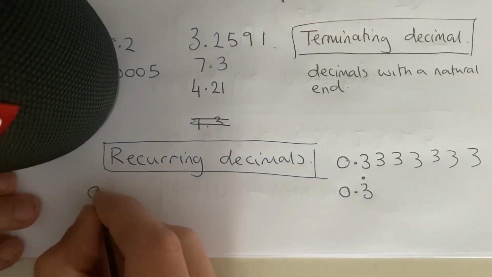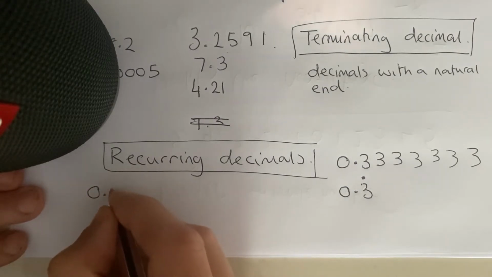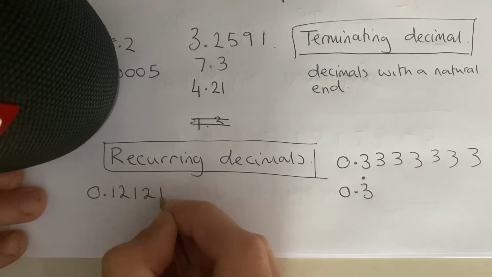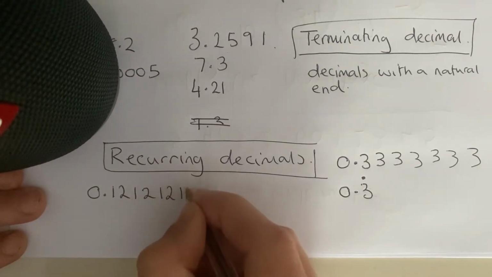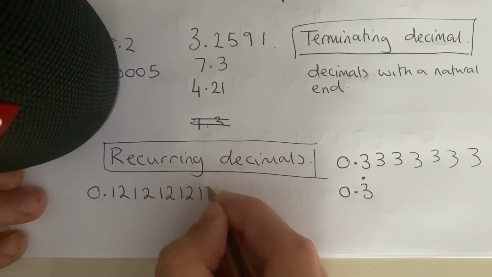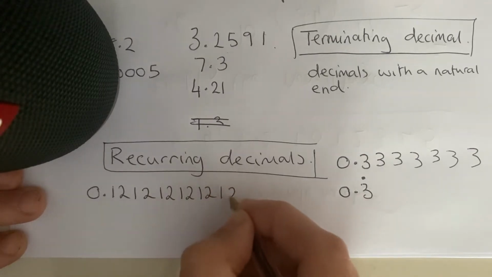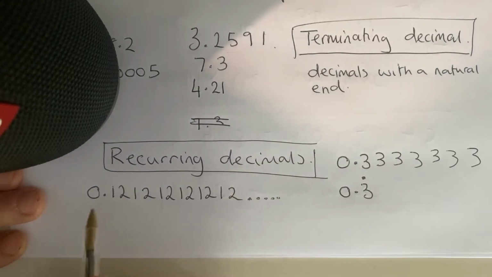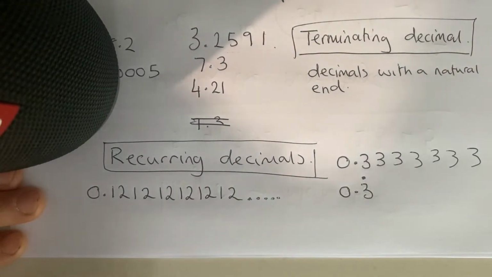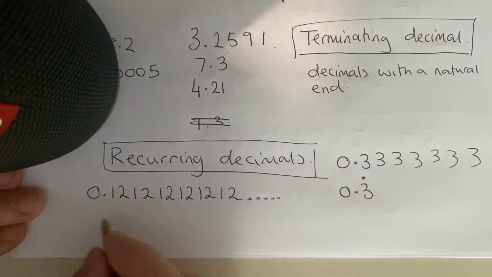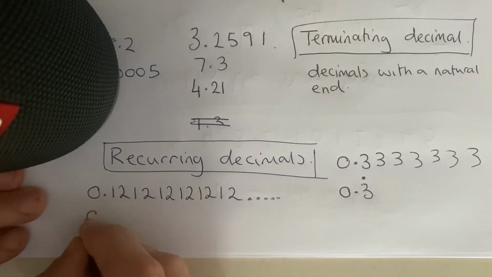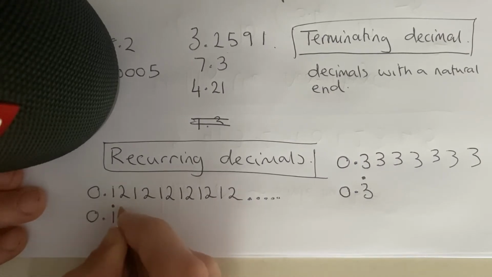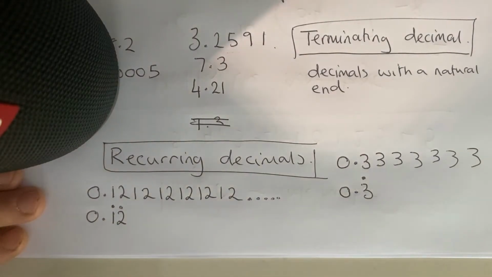They could go like this, for example, 0.1, 2, 1, 2, 1, 2, 1, 2, 1, 2, dot, dot, dot. This would be a recurring decimal, but it's got two parts. So if we were writing this with the notation, we'd write it as 0.12, and we put a dot over both parts.